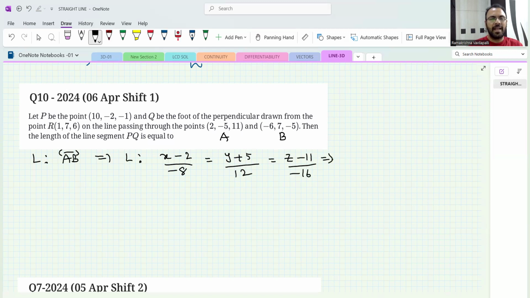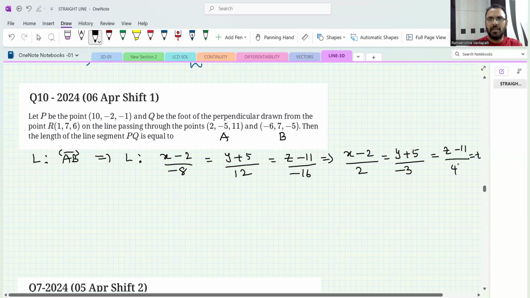Now I can write, by cancelling the common factor, I can cancel by 2. So 4 2's are 8. This is equal to (y plus 5) by 6 is equal to (z minus 11) by minus 8. Assume this is equal to t. So what is any point on AB?